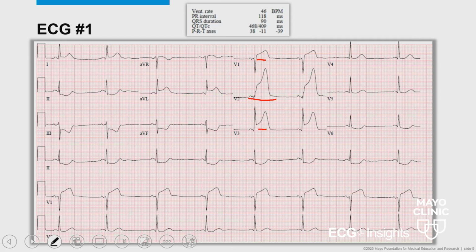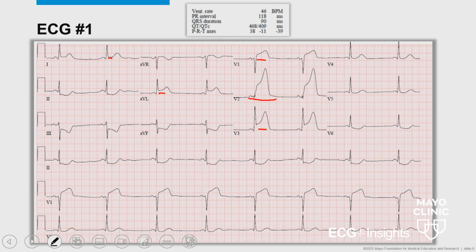Now, when you look at this V1, V2, V3, as Alex pointed out, these are more your anterior and anteroseptal leads. And that is the territory of the heart which is supplied by the left anterior descending artery. So we now know that there is definitely involvement of this left anterior descending artery. And like I pointed out, when you're looking at the anterior leads, also look at the lateral leads. And here you can clearly see there is some ST elevation in lead 1 and AVL also, telling you that this is more of an anterolateral infarct.